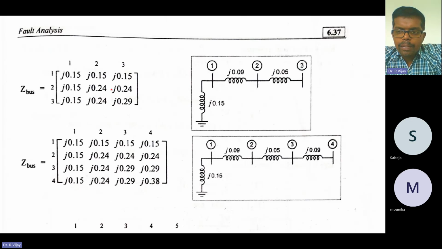Now again, the fourth bus, that is a new element, j into 0.09, is connected. So what you need to do: whatever the 3 cross 3 matrix is, the same thing you need to copy paste. First of all, the same thing you need to copy paste. So here you see the same matrix. You need to copy paste the same matrix here. First of all, the same matrix you need to copy paste.